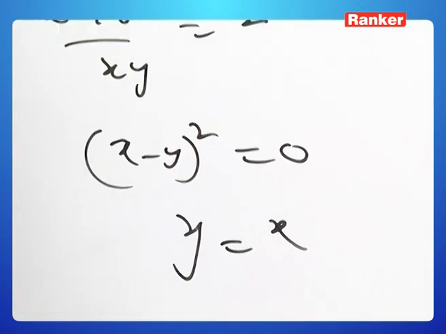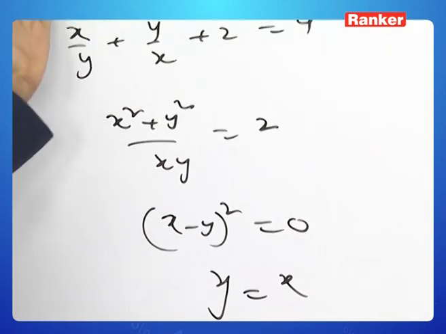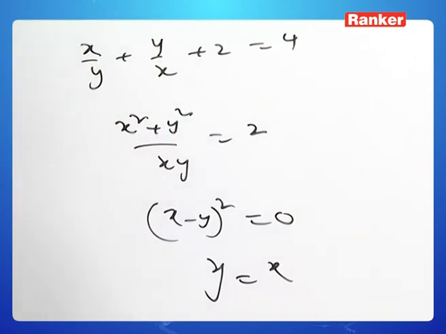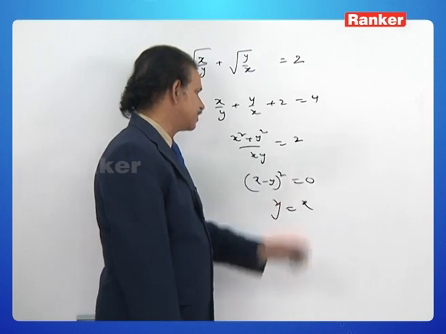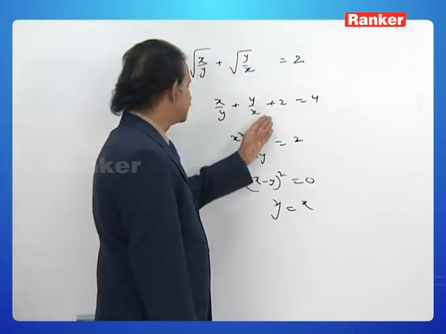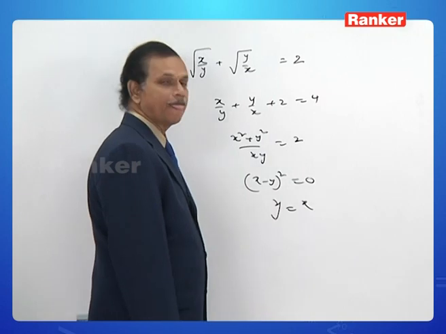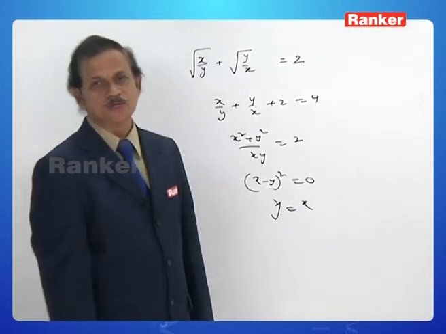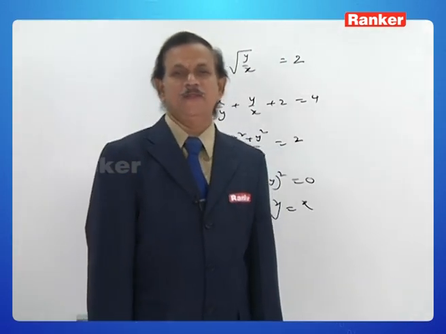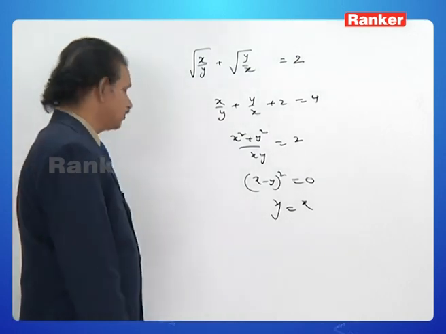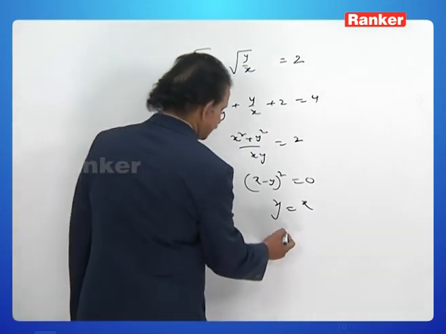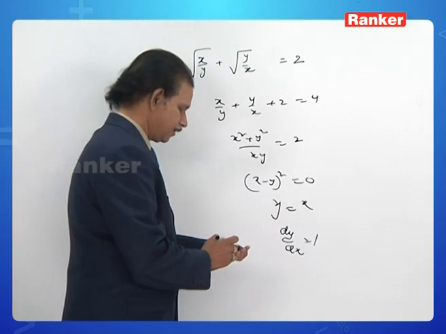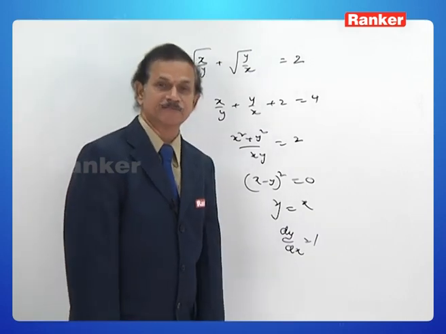You get that idea. It looks like a plus b, a square plus b square plus 2ab. ab terms will go away. Only 2 will be remained here. So that plus 2 goes the side, becomes 2. Take the LCM. x square plus y square by xy is equal to 2. That is x square plus y square is equal to 2xy. x square plus y square minus 2xy is equal to 0. That is x minus y whole square is equal to 0. That is x minus y is equal to 0. That is y is equal to x. Thereby dy by dx is therefore 1.